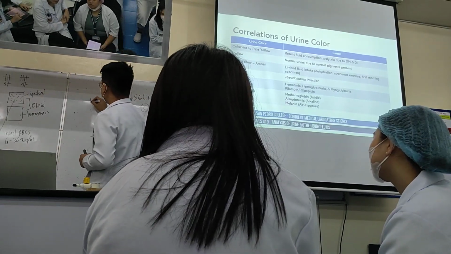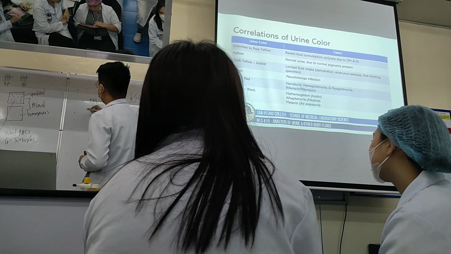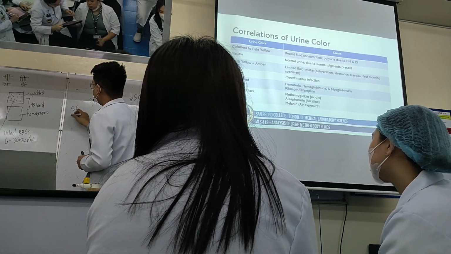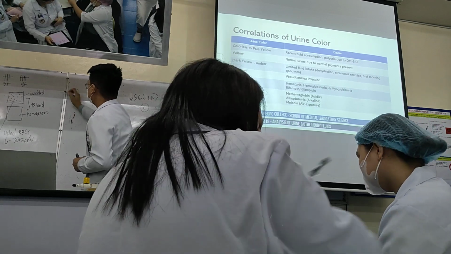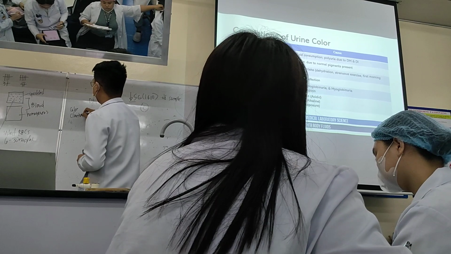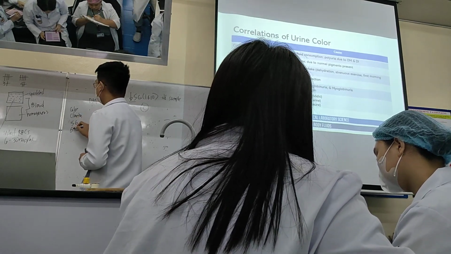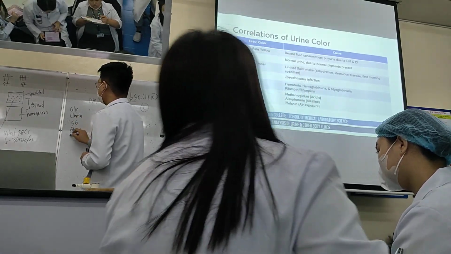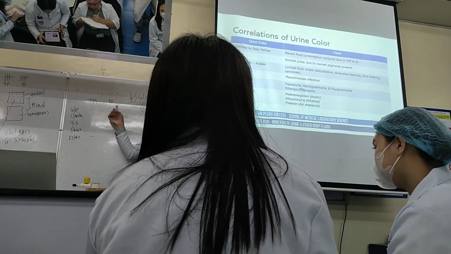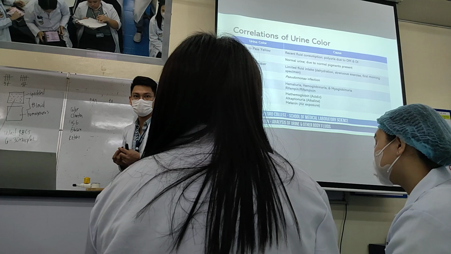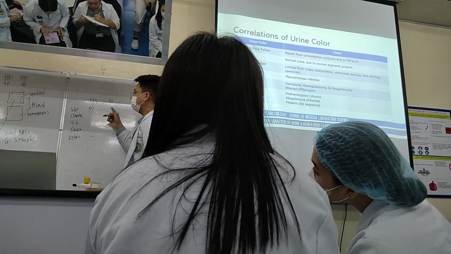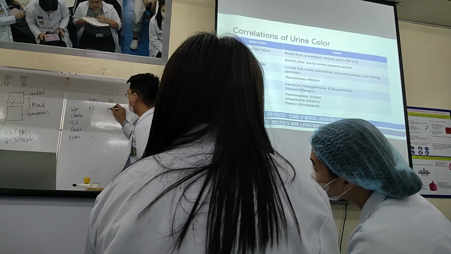Sige, DM, DI, based on specific gravity, color, clarity, specific gravity, glucose, and ketones. Okay. If naka-DM, what will happen to the color of your urine? Diluted. So A, kasi pale yellow. If you have DI, pale yellow ihapon.